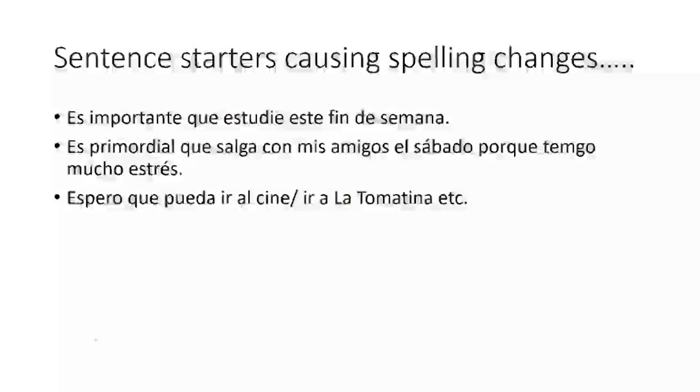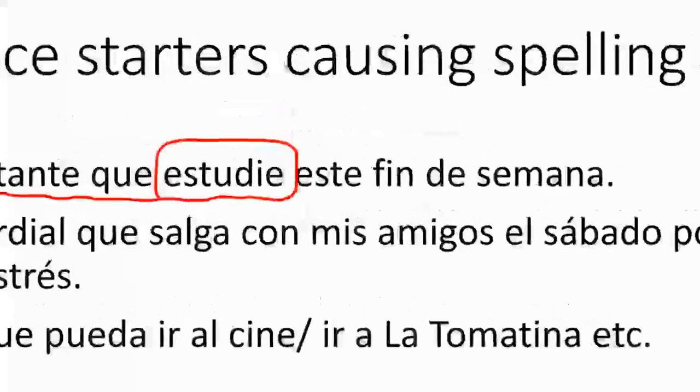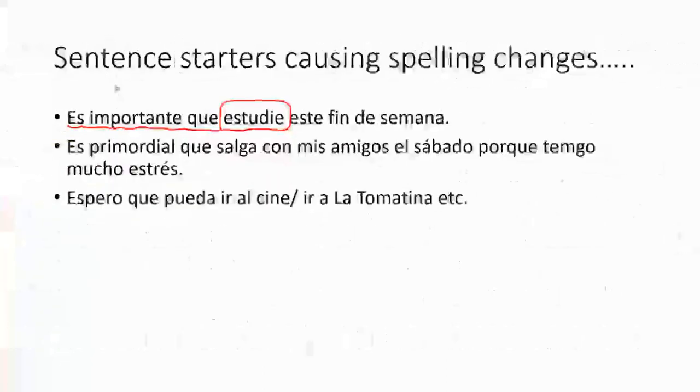So, do you know what? Just get your head around these, right? Because es importante que estudie. It's important that I should study. Okay, that's what it really is in English. It's important that I should study this weekend. All right, so es importante que estudie, if you can get that sentence in. Es primordial que salga. Okay, so this es primordial, it's super important, it's vital that I should go. Que salga con mis amigos el sábado porque tengo mucho estrés. So again, if you can get that one in, es primordial que salga is the important bit. It's important that I go out.